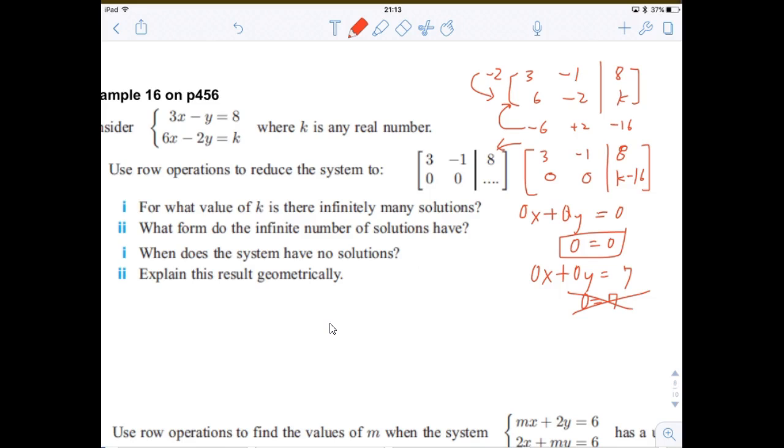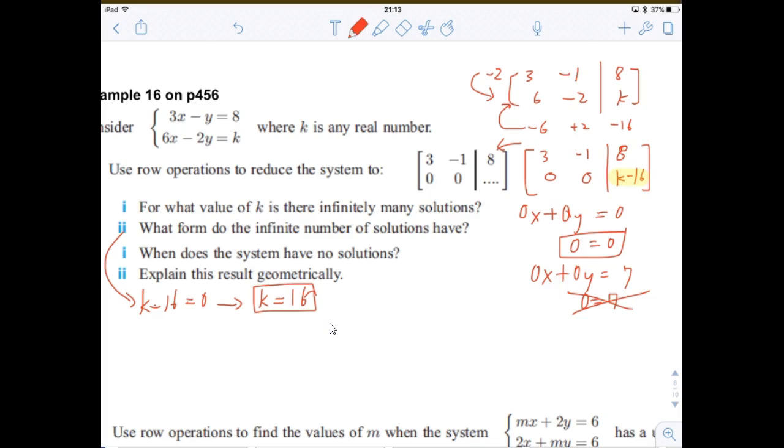Okay? So the way you would make the second equation yield infinitely many solutions is if you would make k minus 16 equal to 0. So here I'm going to say, okay, k minus 16 equals 0 is the way you would get an infinite number of solutions. So that would happen when k is equal to 16 only, right? Okay, so k equals 16 is the solution for part 2 here.